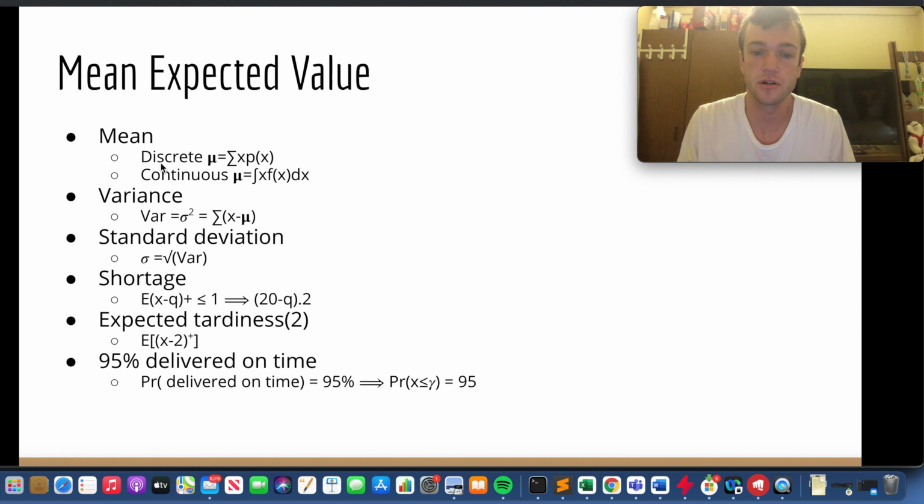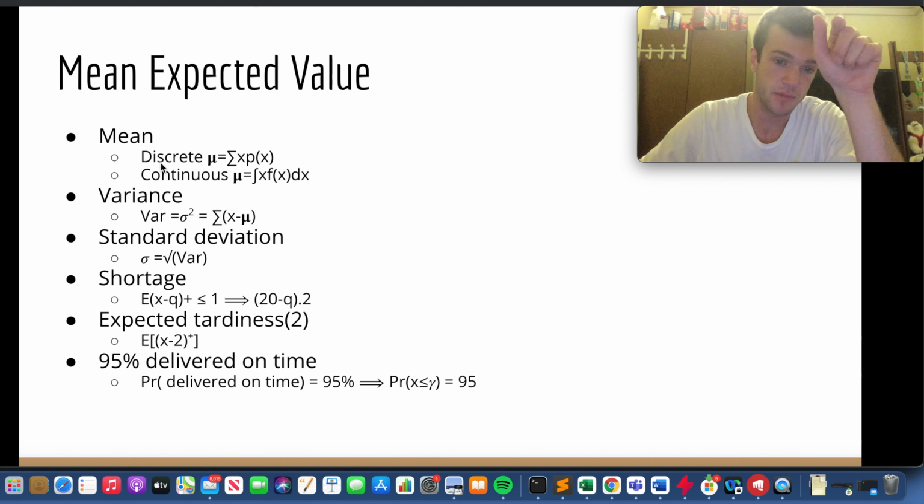95% delivered on time. This is, again, kind of similar to the probability of not having a stock out. So the probability of delivered on time equals 95%. PR of x less than or equal to gamma equals 95%, or 1 minus PR of x greater than gamma is less than 5%.